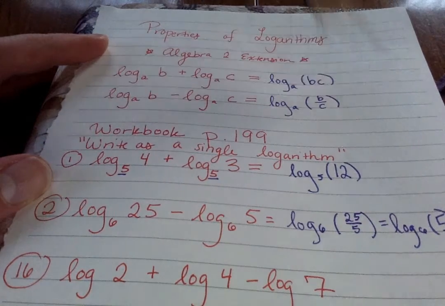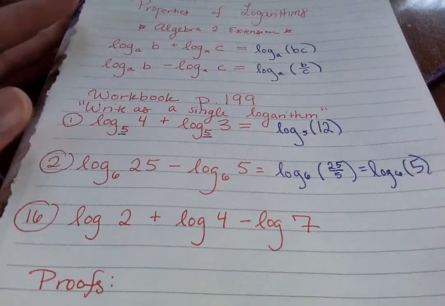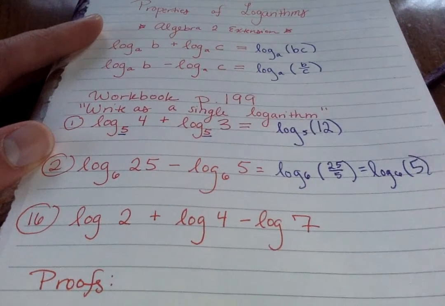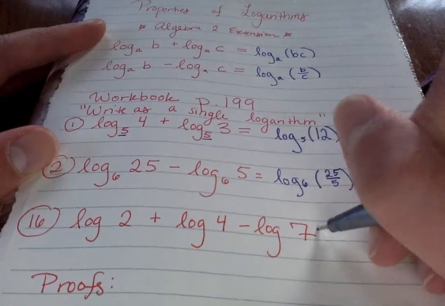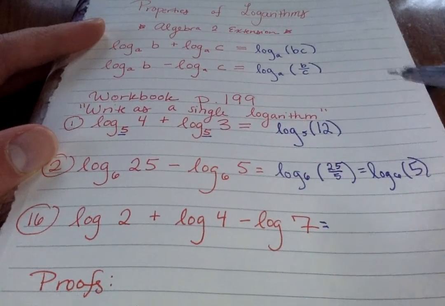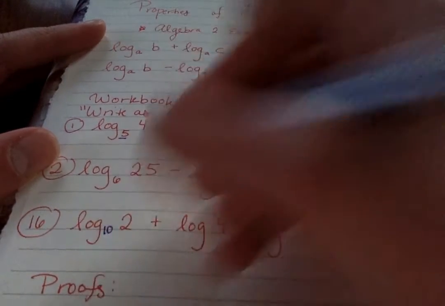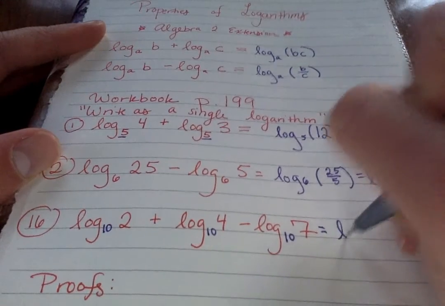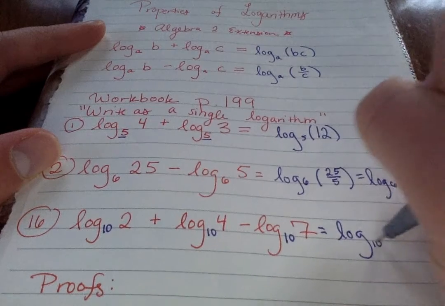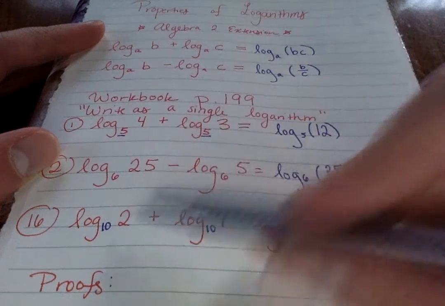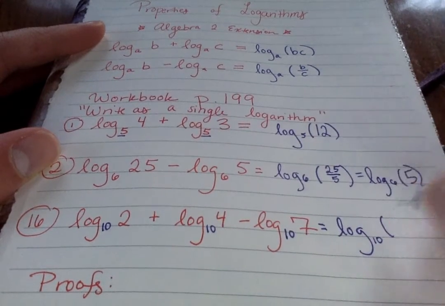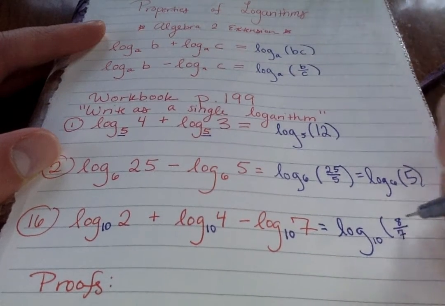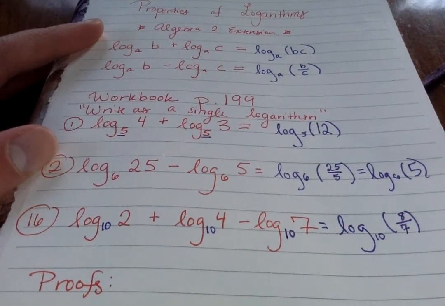Let's look at the last one, number 16. Now we have 3 things in a row. That just means that first we add and then we deal with the subtraction. When there's no base written, I assume it's a 10, because we live in a base 10 world. So this becomes log base 10, but I don't really need to write the 10, though you can if you want, of 2 times 4 divided by 7. So 2 times 4 is 8, and then I divide it by 7. Log base 10 of 8/7.